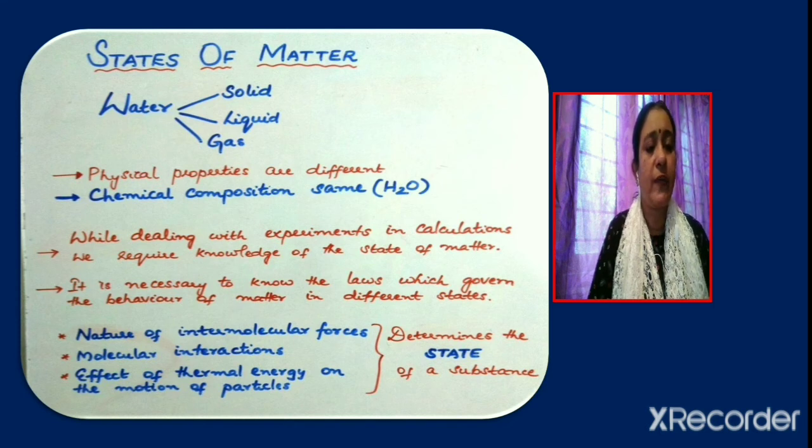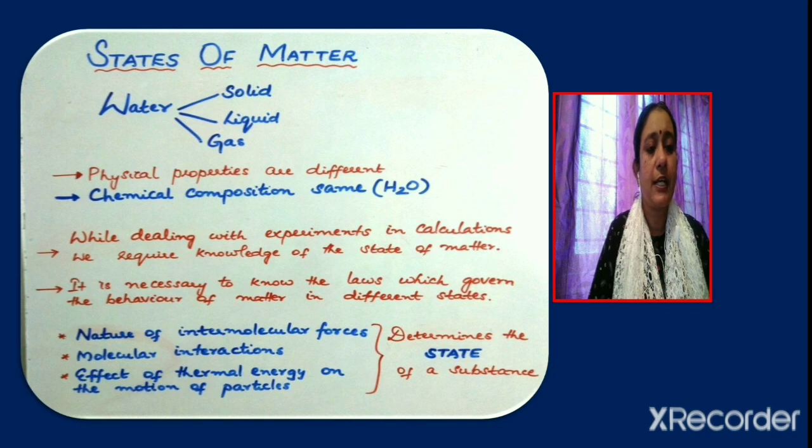It is because when we do experiments, certain measurements will be taken and the values obtained will have to be used to do certain calculations. So it is found that to do these calculations, we need the knowledge of the state of matter. So it is necessary to know the laws which govern the behavior of matter in different states.